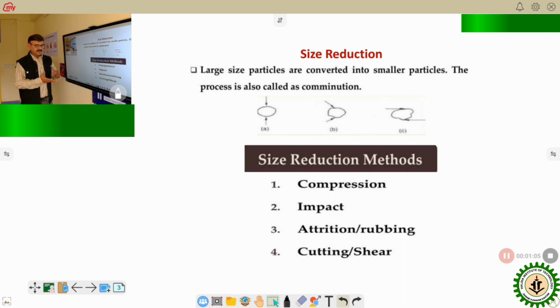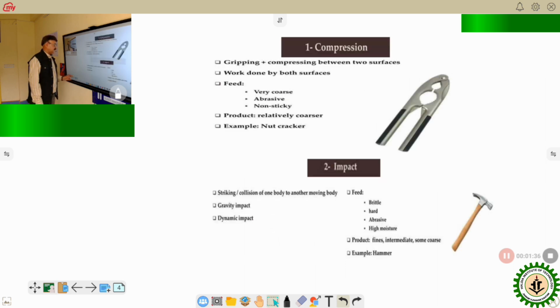It depends on how much thrust we are putting on it, whether vertical, angular, or twisting. Depending on the mode of operation, you will be able to get your desired particle size. Generally, the methods for size reduction operation are compression, impact, attrition or rubbing, and cutting or shearing.